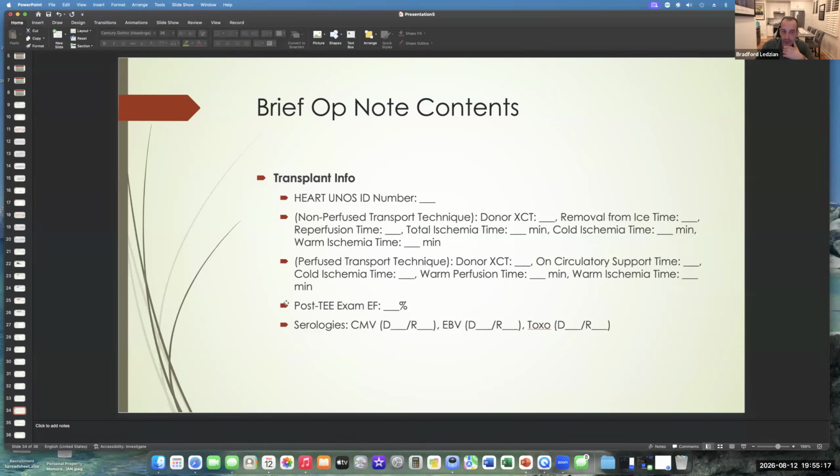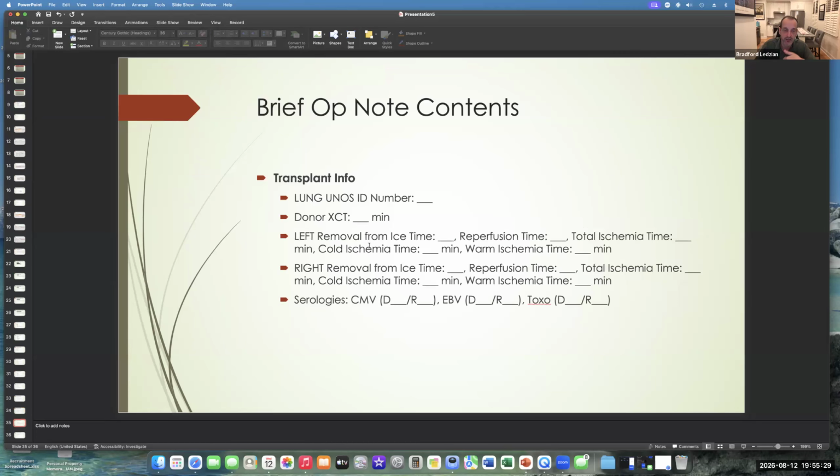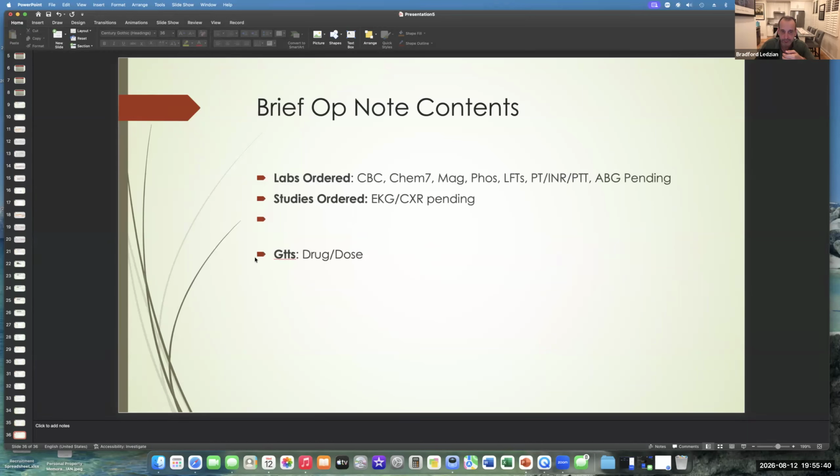You have to notate your post-transplant ejection fraction, and then what their serologies were for infectious disease purposes. And you have concerns for your heart transplant patients, and you have concerns for your lung transplant patients. Obviously, if you're doing the left and right, you need both. If you're doing a single lung transplant, you would need either only the left or only the right, right?